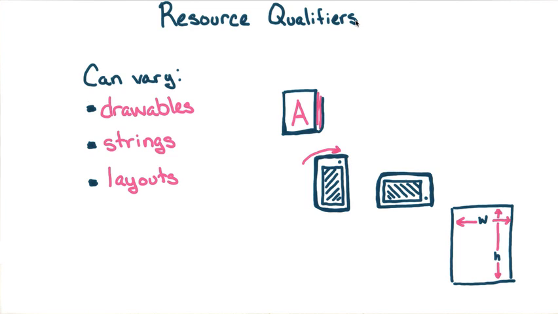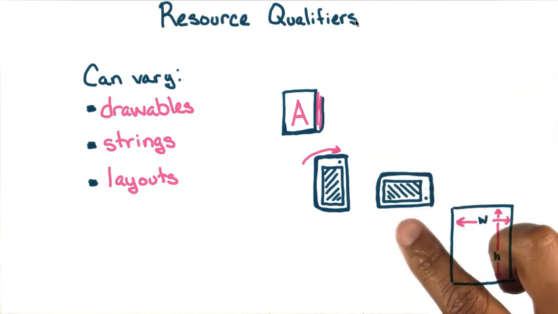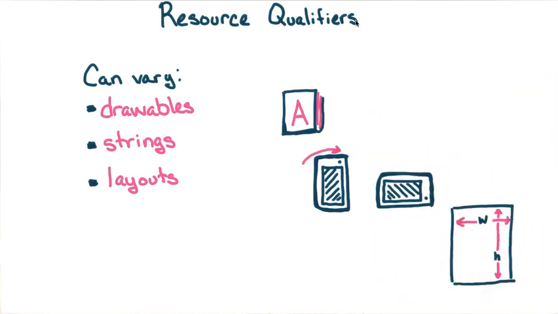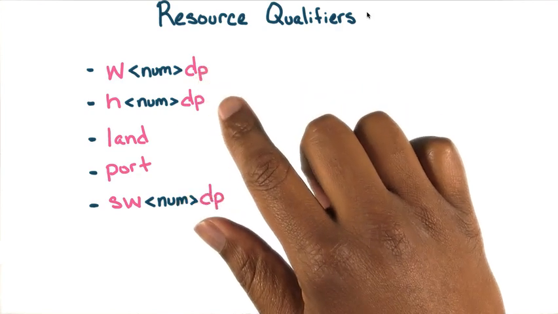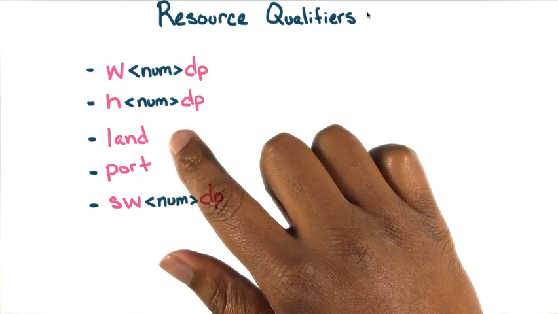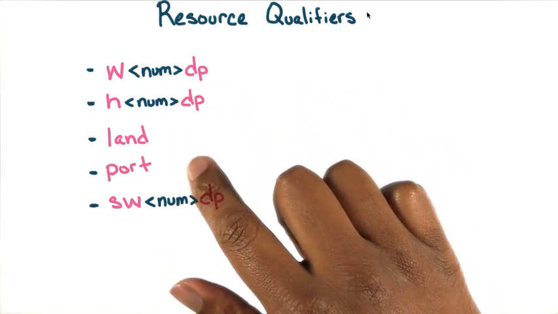If you remember, we talked about resource qualifiers in Lesson 1. The idea is that you can vary things like drawables, strings, even layouts based on qualifiers like language and device orientation. There are a number of resource qualifiers you can use to start changing your UI based on screen size. The primary ones you should use are width, height, landscape orientation, and portrait orientation.